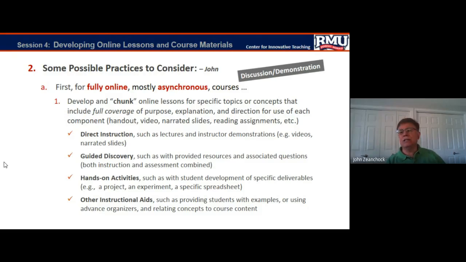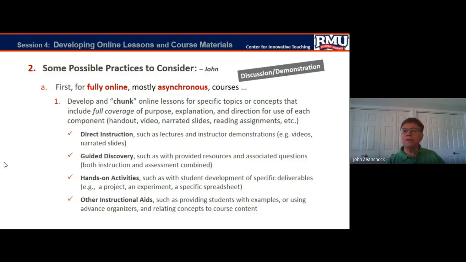So this isn't just for fully online classes, the concepts that we're talking about here. What I want to do with regard to this topic then is to look at it from 4 different perspectives, depending upon the type of course you have and how much of each of these types of instructional strategies you use within each one of your courses already.